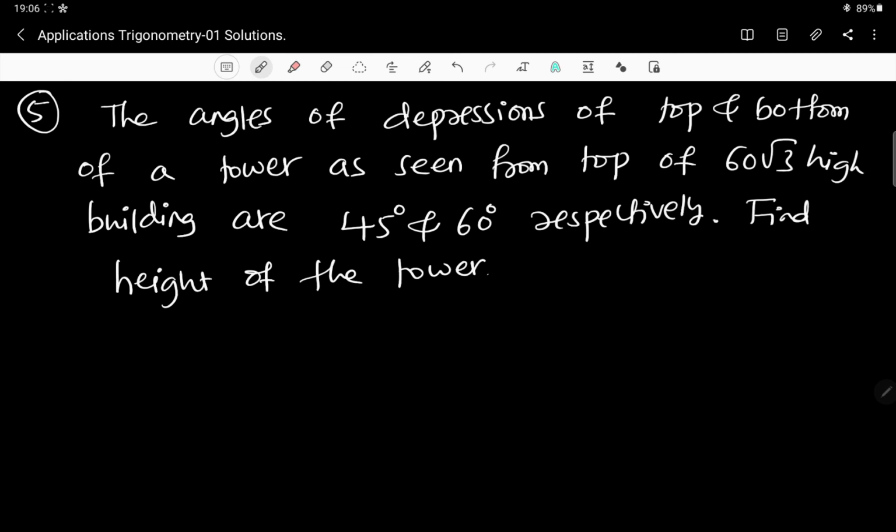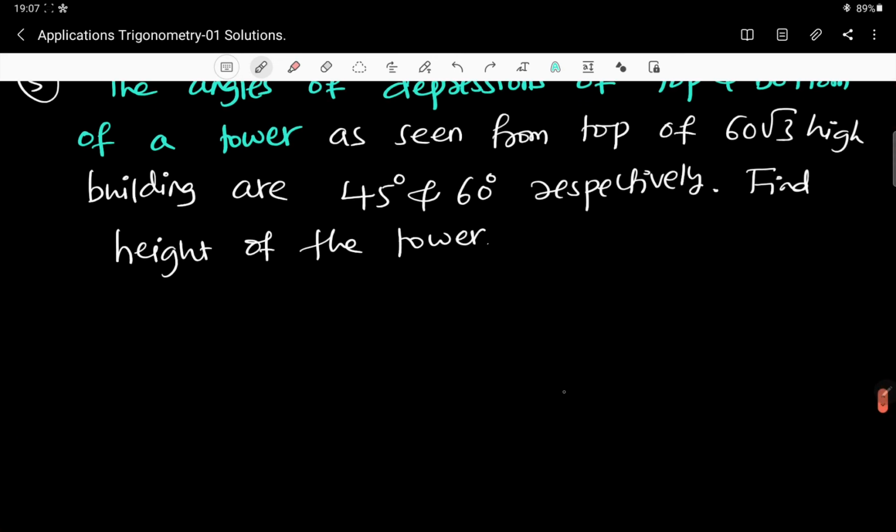Let us try to again put it in the form of a diagram. Look at the question. The angles of depression of top and bottom of a tower. There is a tower, that is for sure. Let me draw the tower here, and call it AB. We are going to have angle of depression for the top of the tower as well as the bottom of the tower, so we have to do it a little bit downside. So here I have A and this one is B. This is the tower.